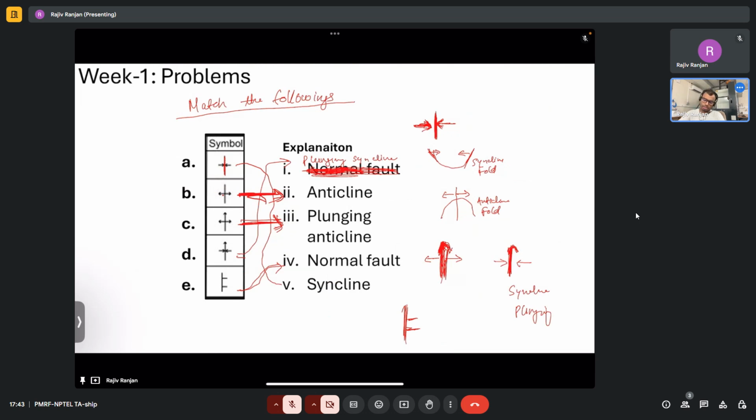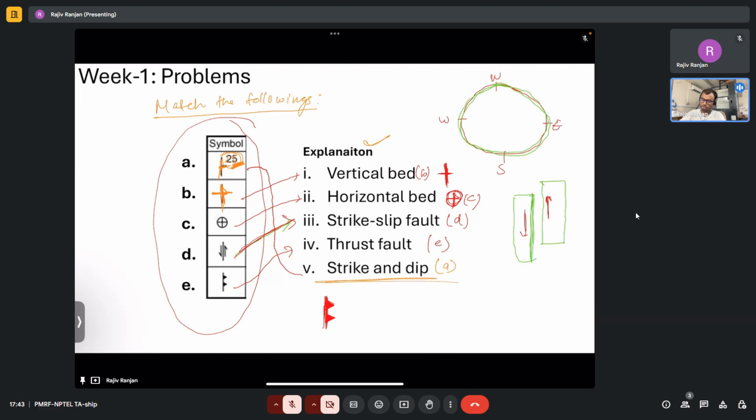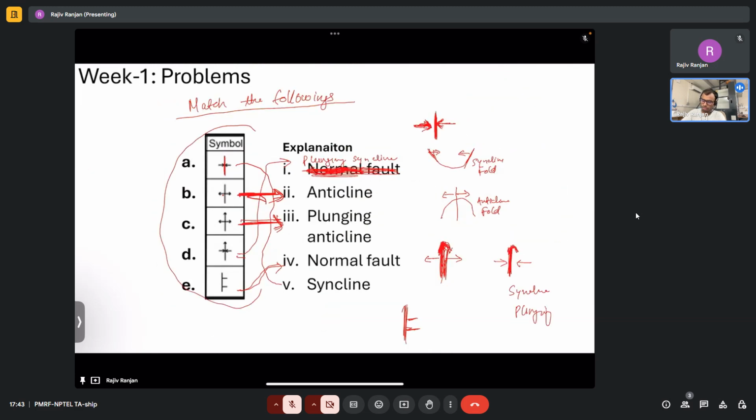So remember, try to remember these symbols. They're very basic and very important to understand any topographical maps, geological maps, or if you go to the field, if you look at the pre-existing maps of any structures, it's important that you learn to understand these geological symbols. Okay, let's move to the next question.